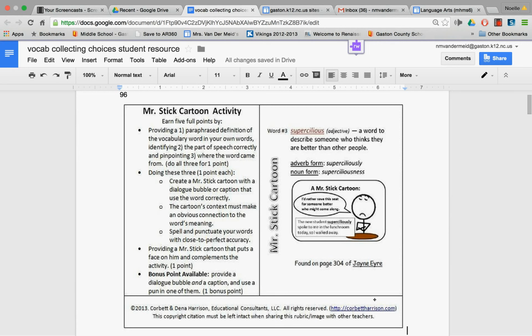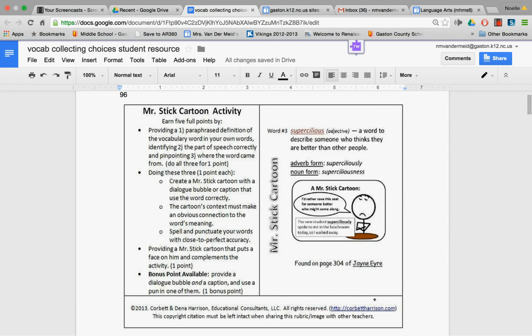The first activity is called Mr. Stick. Now, Mr. Stick is obviously just a stick figure illustration. You will have to be sure his facial expression matches the tone. You can't just have a smiley face all the time. You need to have special facial expressions, and we'll help you come up with some really cool ways of that. We have a document just for facial expressions for Mr. Stick.